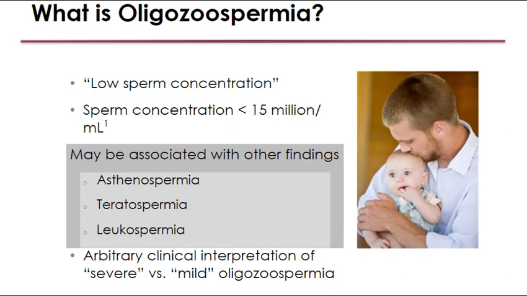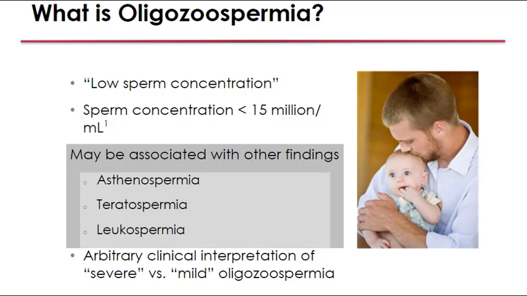Oligozoospermia basically means low sperm concentration. According to the World Health Organization (WHO) 2010 lower reference values, sperm concentration should be 15 million per milliliter or above. Thus, oligozoospermia is defined as sperm concentration below 15 million per milliliter.